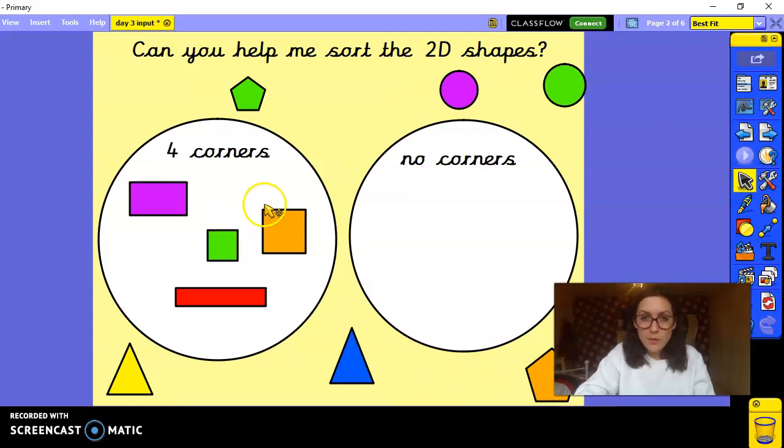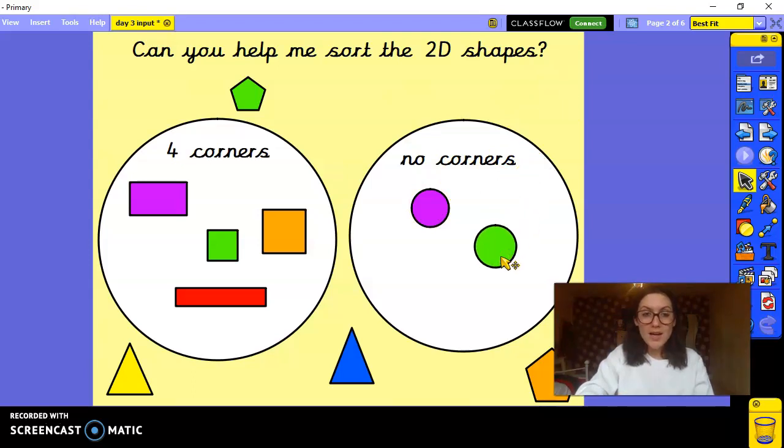No corners then. Any of these shapes? Yes, you're correct. A circle. It just has one side that goes all the way around, so it doesn't meet another side, so it has no corners. Great job, guys. We did some amazing sorting then into 4 corners and no corners.